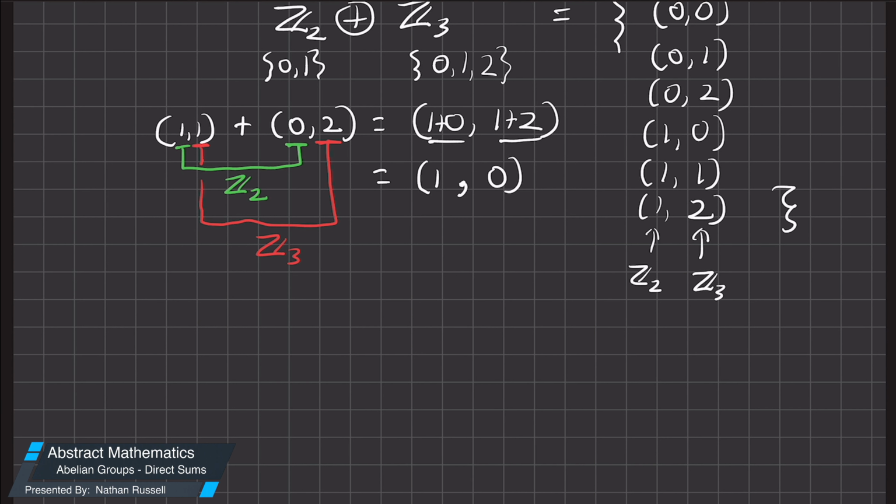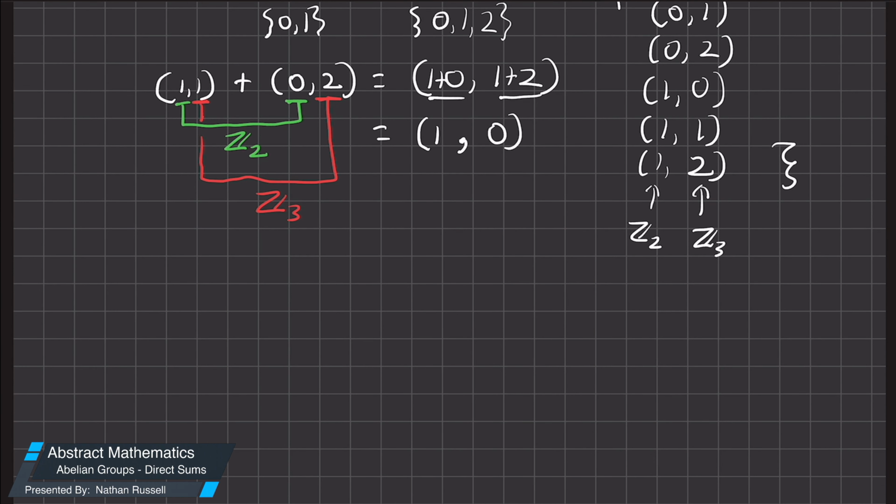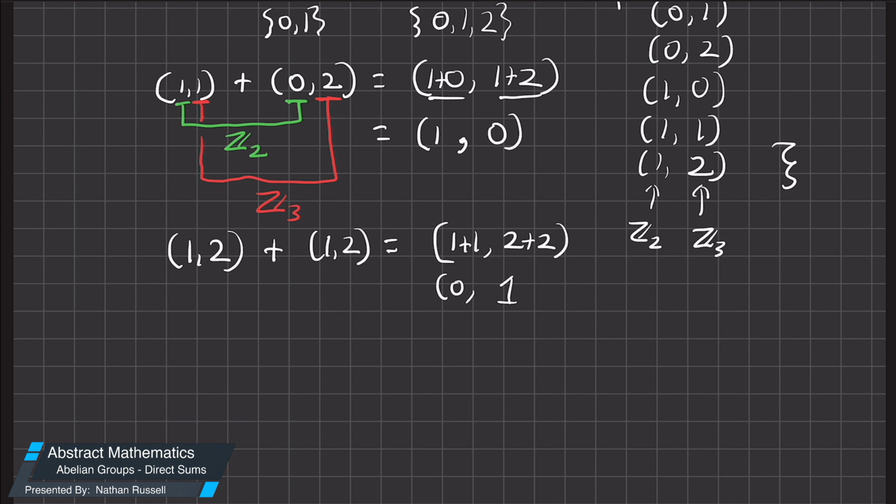Okay, well, let's see what happens if we take the element (1,2), and we add it to itself, (1,2). Let's see what happens. Well, this would be (1 plus 1, 2 plus 2). Well, 1 plus 1 is 2, but in mod 2, this becomes 0. And 2 plus 2 would be 4, but in mod 3, that becomes 1.